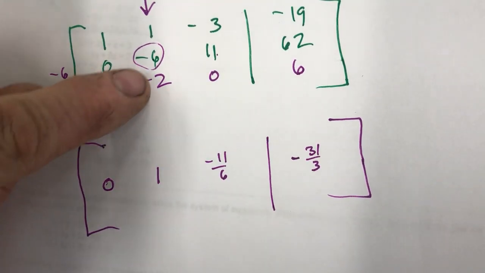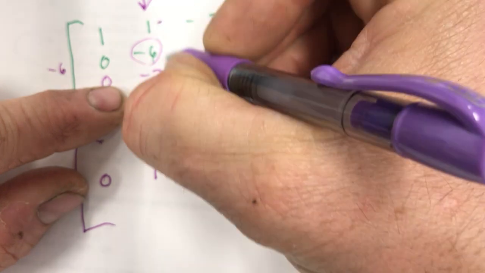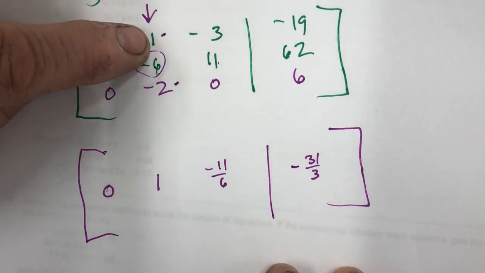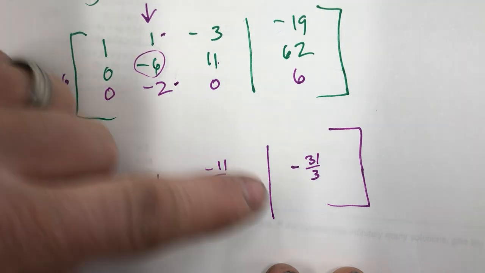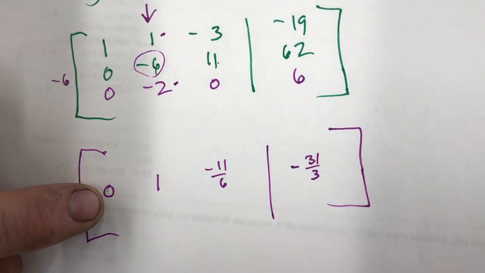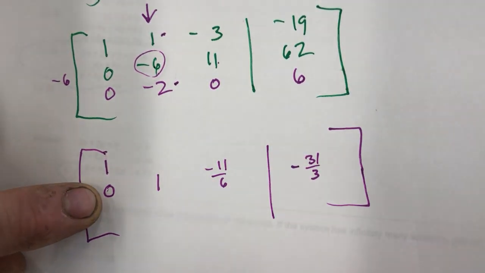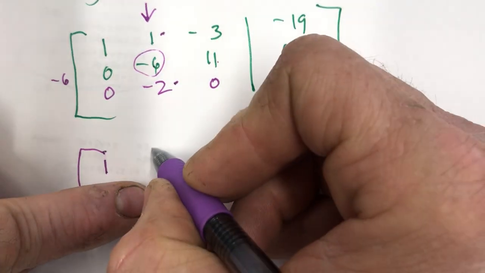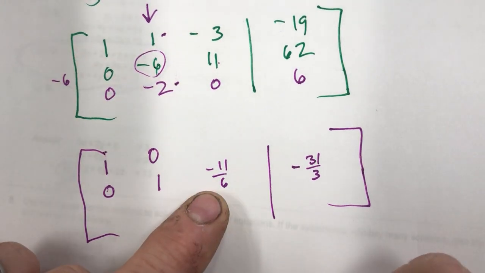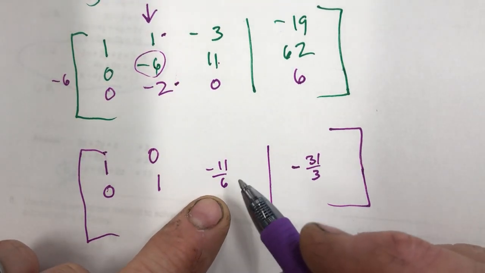Now I can use it to get these right here. See, these two right here have to be 0s. So this one here, since that's a 1 now, I can just subtract these. 1 minus 0 is still 1. 1 minus 1 would be 0. Negative 3 minus negative 11 sixths would be negative 7.